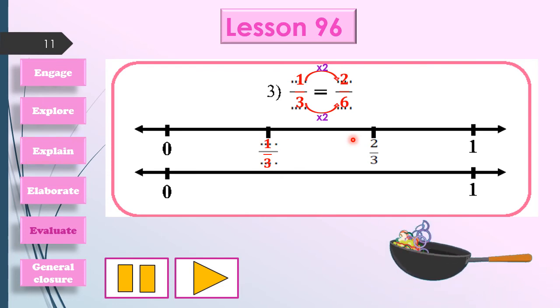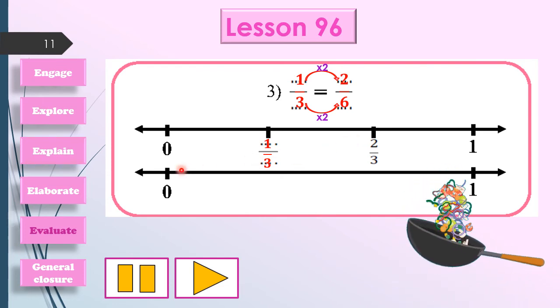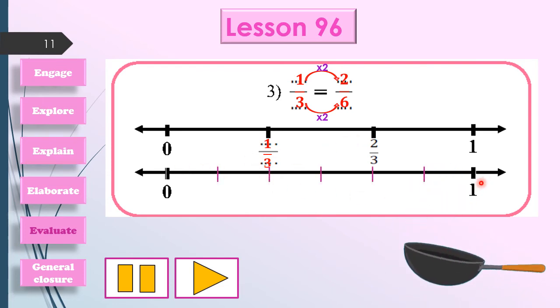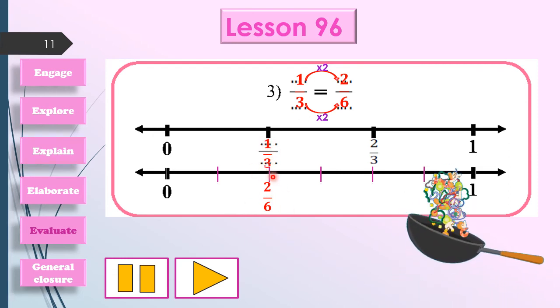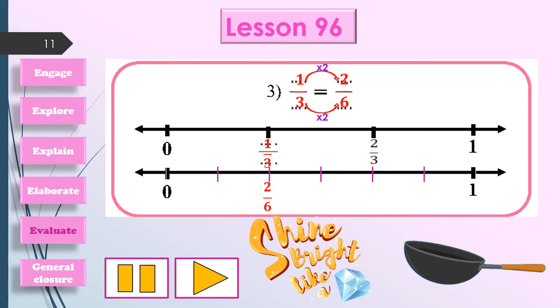It will be 2/6. Now let's divide this number line into 6 equal parts, and 1/6, 2/6. It will be 2/6 here. Is a third located at the same part as 2/6? Yes, then I am right. You are excellent.